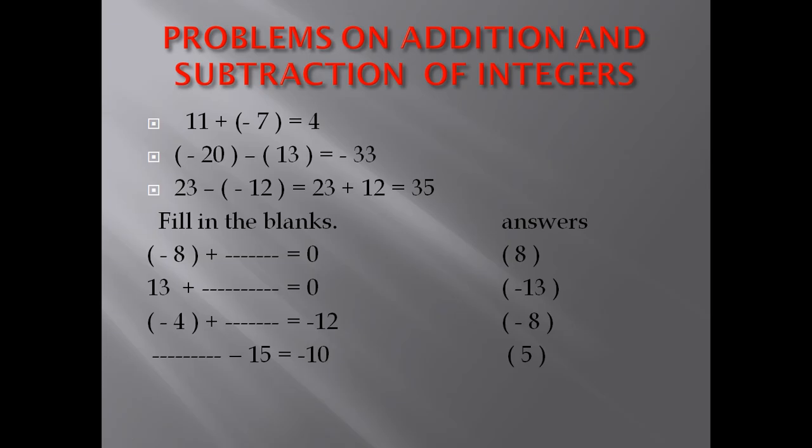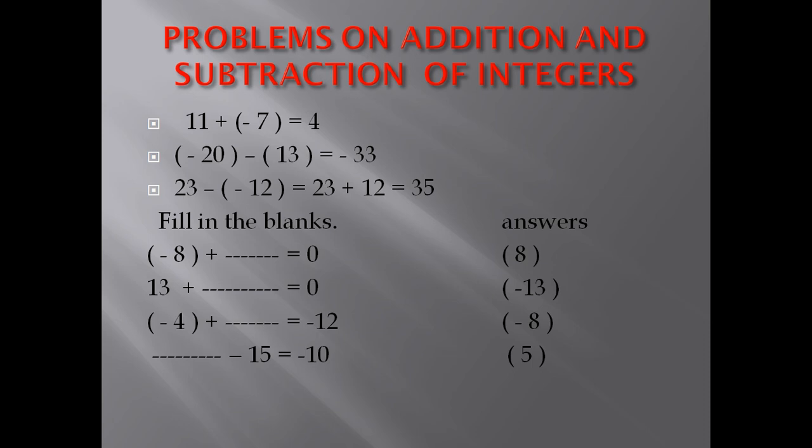Now there are some problems on the addition and subtraction of integers. First example I have taken, 11 plus minus 7 is equal to 4. 11 is positive, 7 is negative, so the third rule applies. 11 minus 7 is equal to 4, because 11 is positive, so the answer is plus 4.